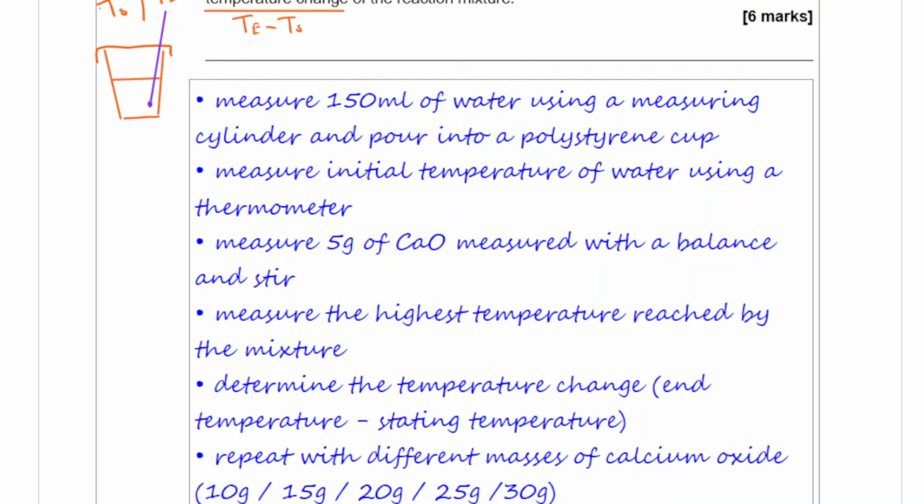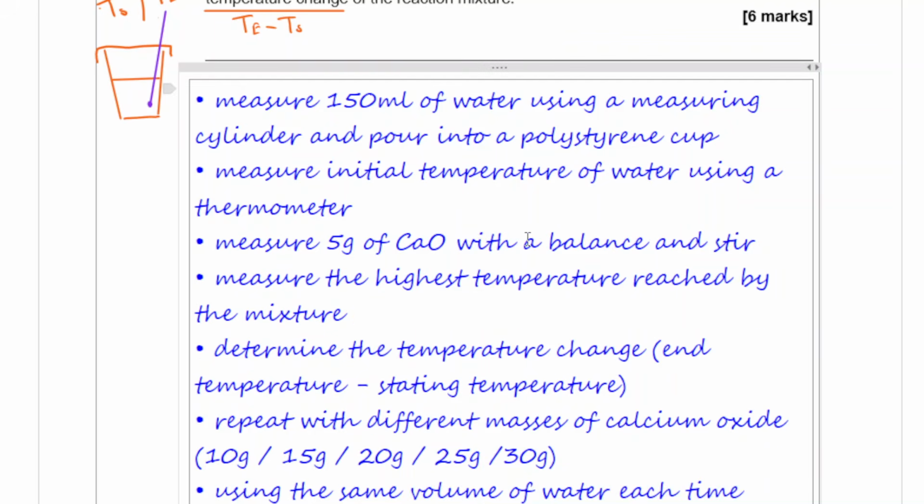Measure 5 grams of calcium oxide with a balance and stir. You could use the thermometer for that. Measure the highest temperature reached by the mixture. Determine the temperature change. In brackets, I've written end temperature minus starting temperature.